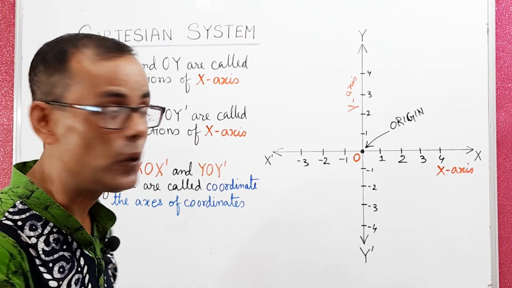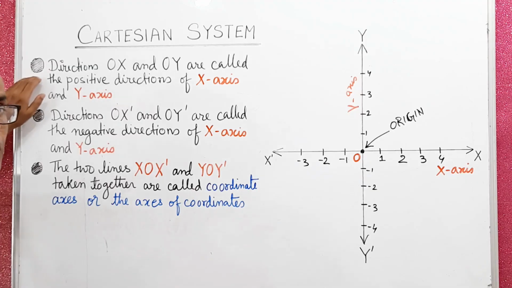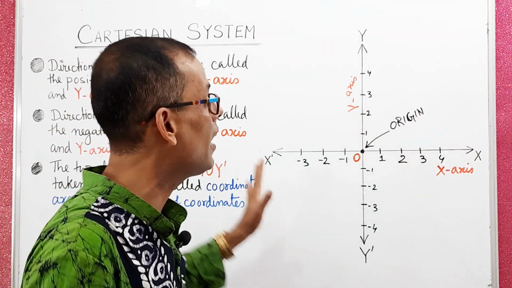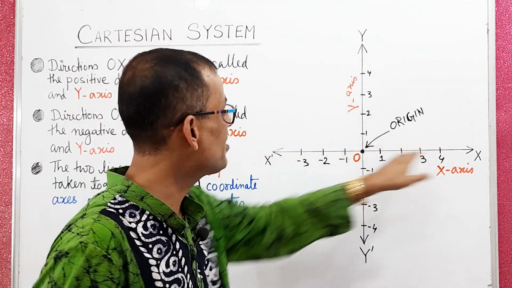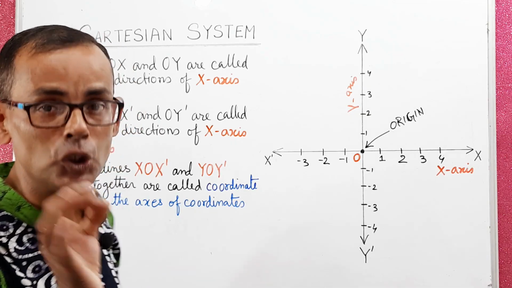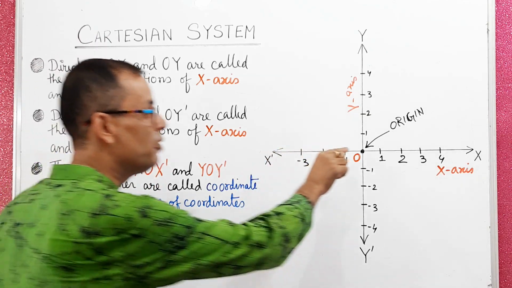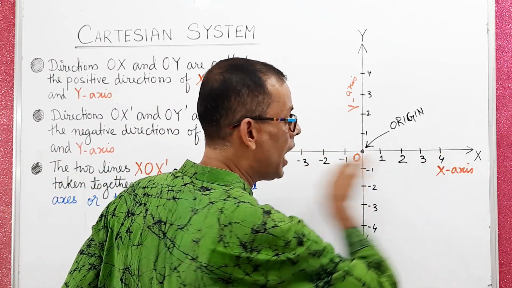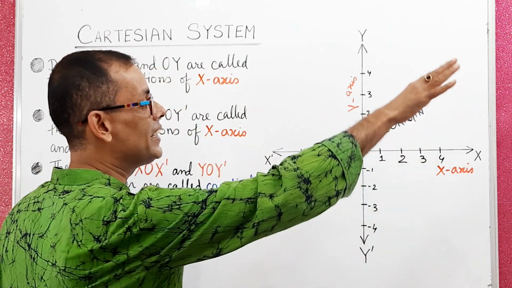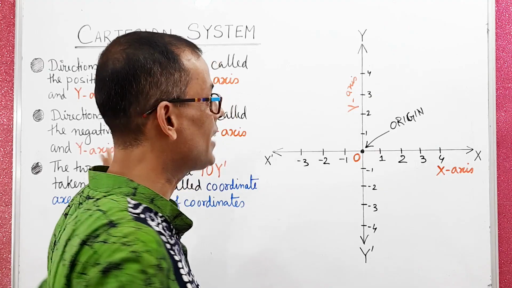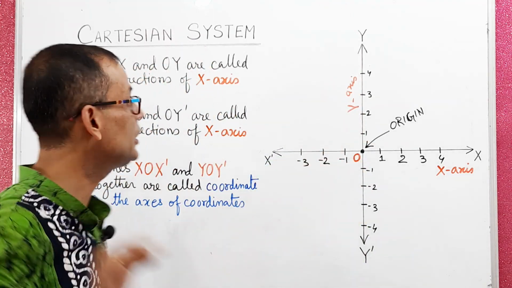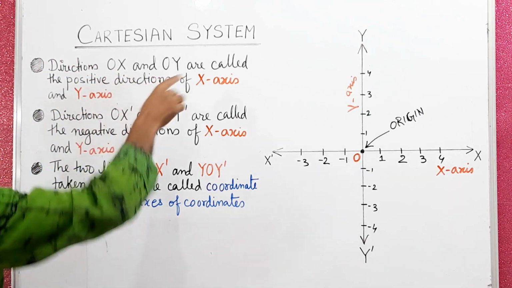Now students, we are going to understand directions. Directions means, if you see this diagram, here x, O, x dash and y, O, y dash, it is showing one direction. If you see the arrow mark, it is going towards the right hand side, and this one is towards the left hand side. This is upside, this is downside. So here directions OX and OY.